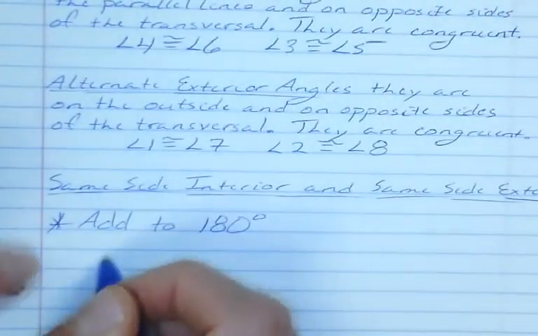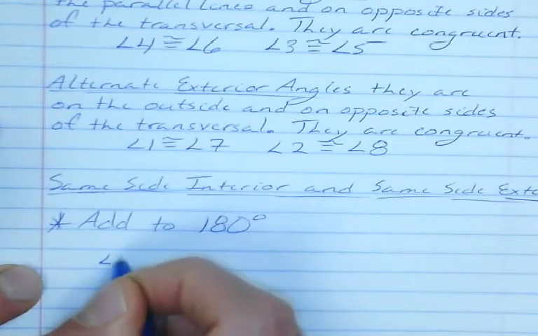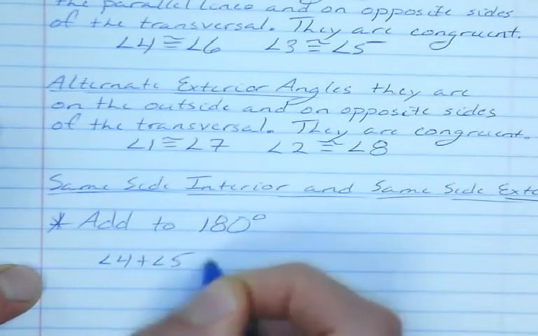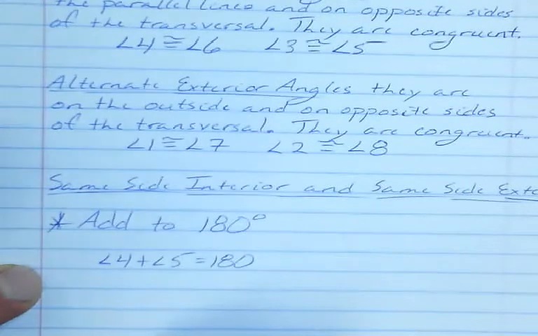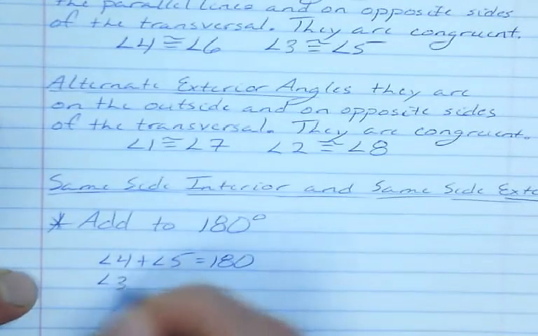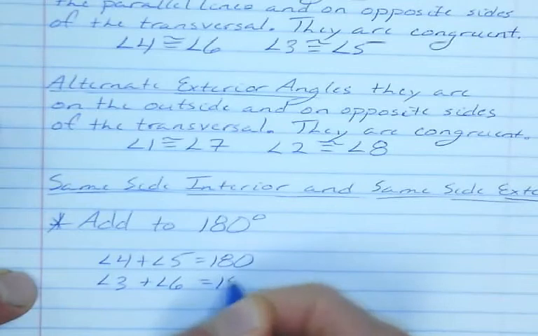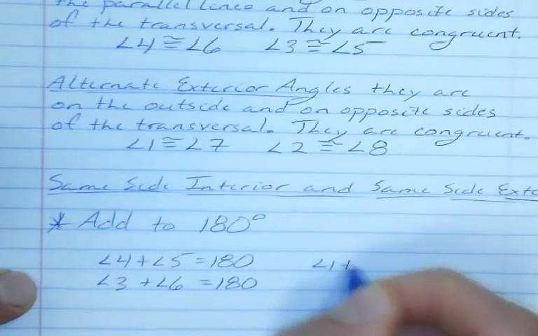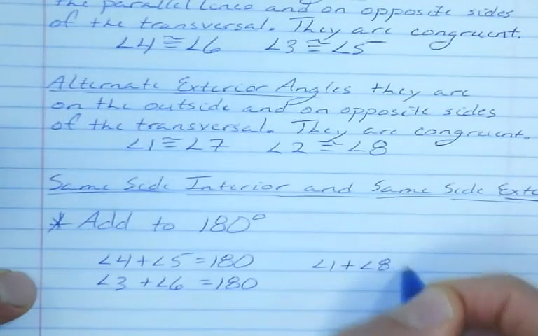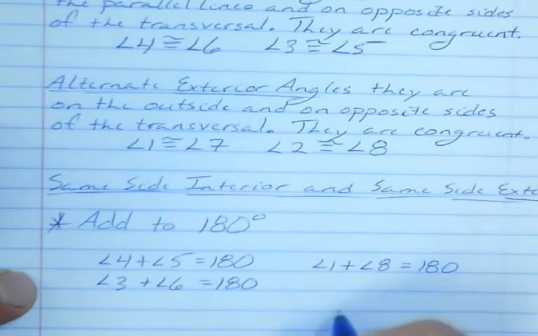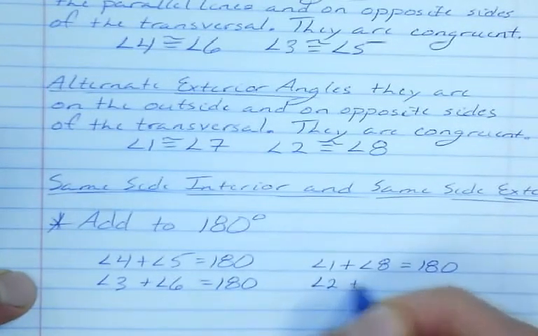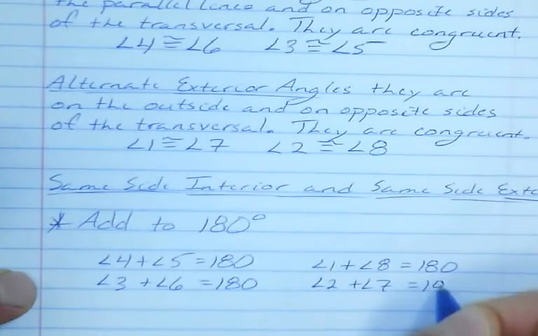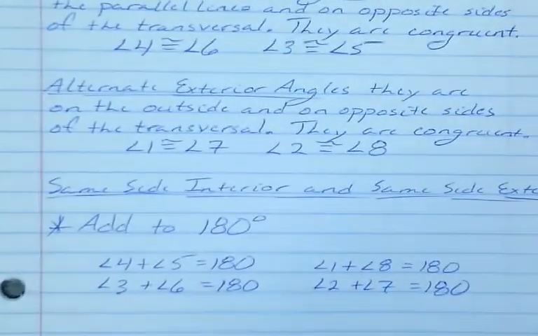So let's put that in our notes. Angle 4 plus 5 equals 180. Angle 3 plus angle 6 has to equal 180. So those are our same side interiors. Same side exteriors would be angle 1 plus angle 8 equal to 180, and angle 2 plus angle 7 equals 180. So that's it for notes, guys.